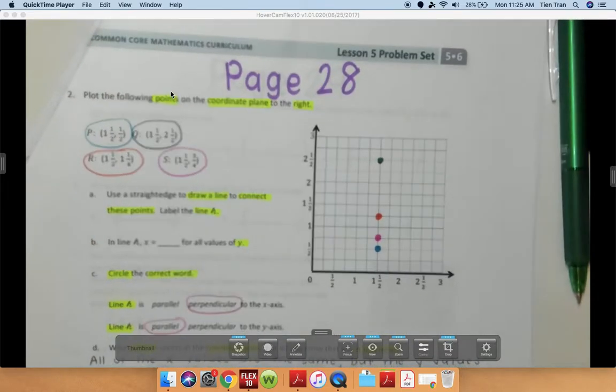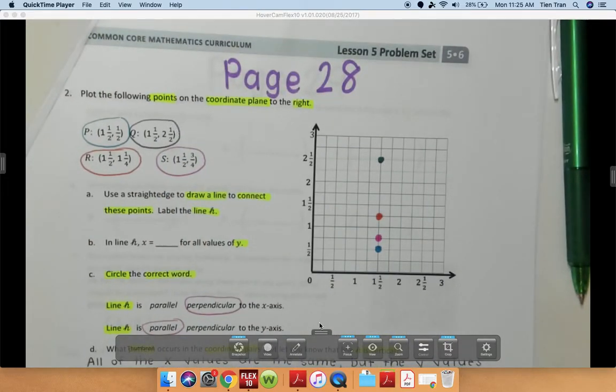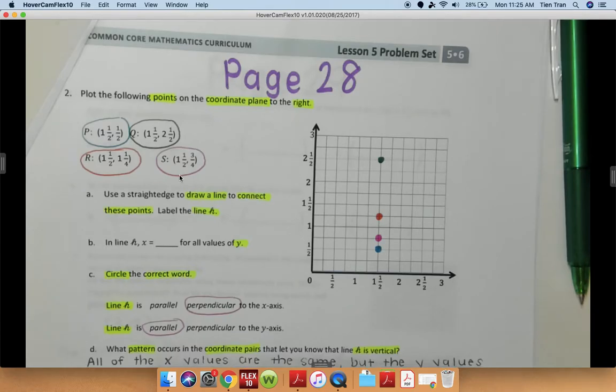Hello, we are on page 28, lesson 5 problem set. Make sure you are turning to the correct page. You should be able to see this coordinate plane over here on the right. The first question asks you to plot the following points on the coordinate plane to the right.